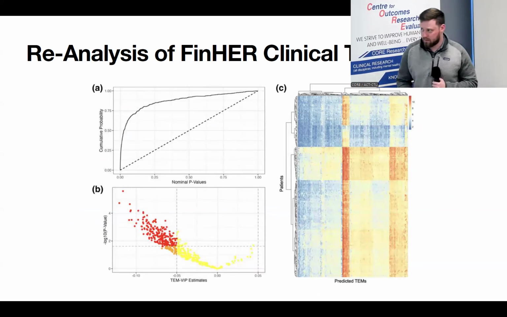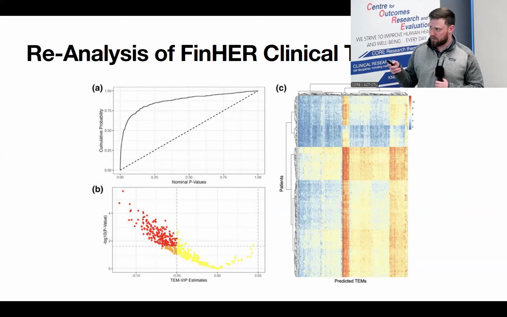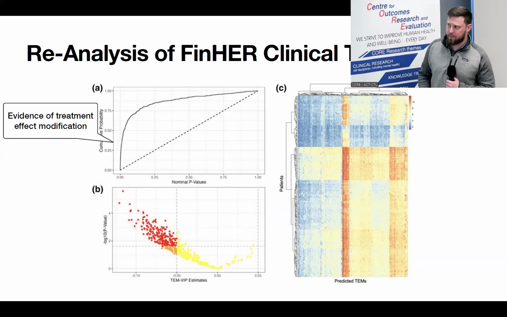So this is what the actual results look like. There's a lot going on, so I'll walk through the panes one by one. From the first pane, we have the distribution of nominal p-values by the cumulative distribution of p-values. If there was no treatment effect modification, this black line over here should fall on the dotted line, but it doesn't. So this indicates that there's evidence of treatment effect modification.